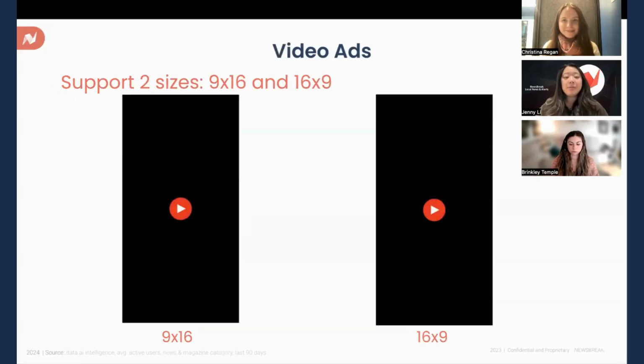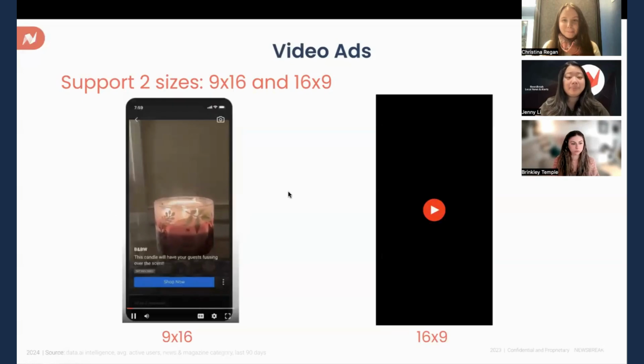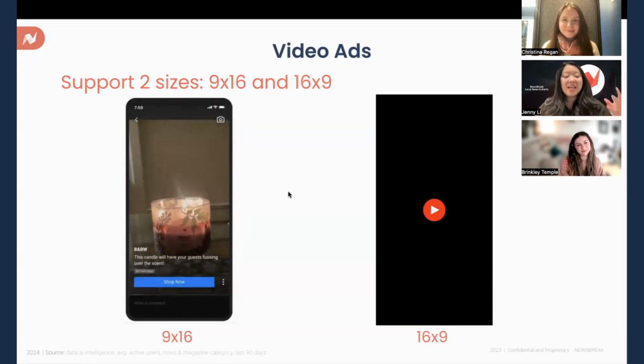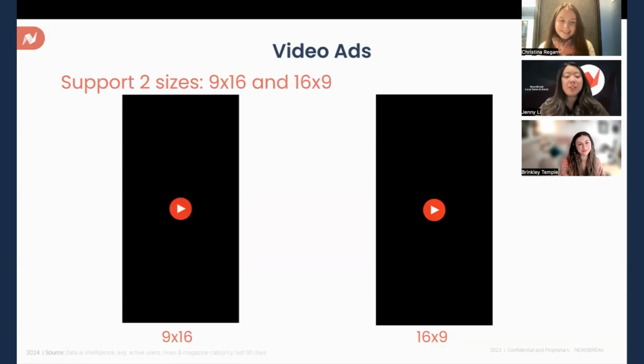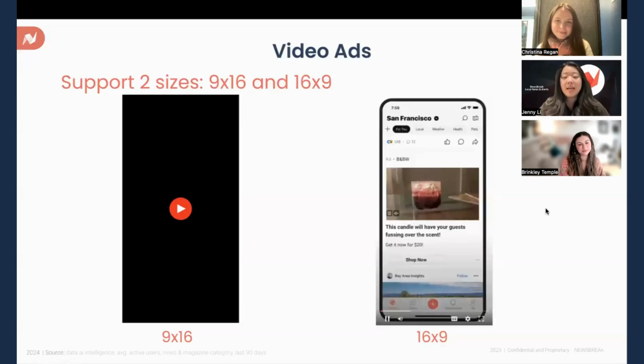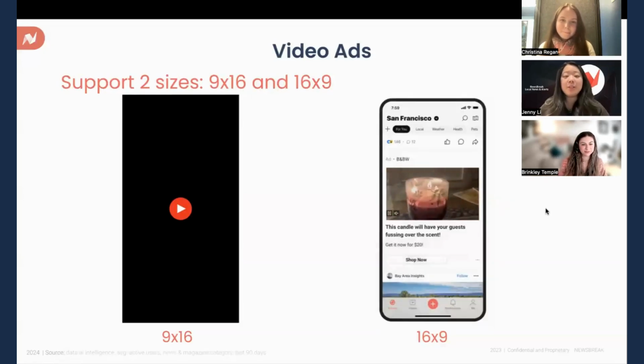And then in terms of videos, this is what it kind of looks like. This is a full screen immersive 9:16 video. And this is a 16:9 horizontal video. And this is what it looks like on our platform.